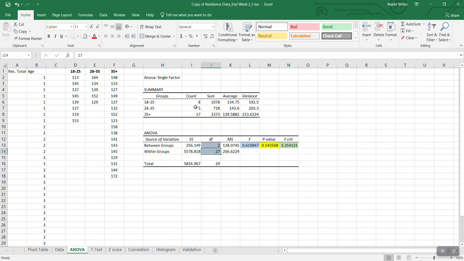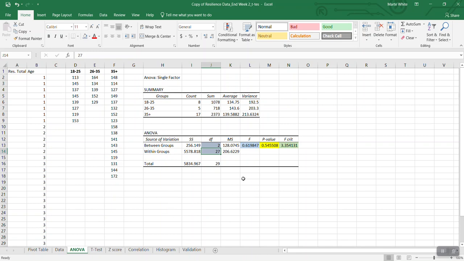You have 8 plus 5 plus 17. That gives you 30 minus the 3, which is 27. So the total of this minus the three groups is your within groups degrees of freedom.